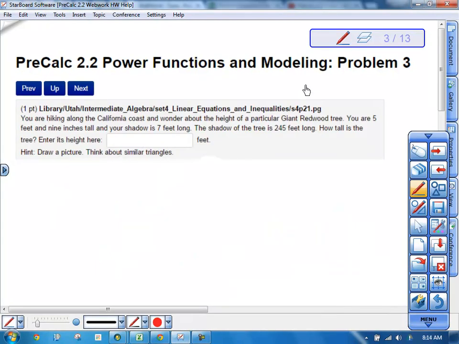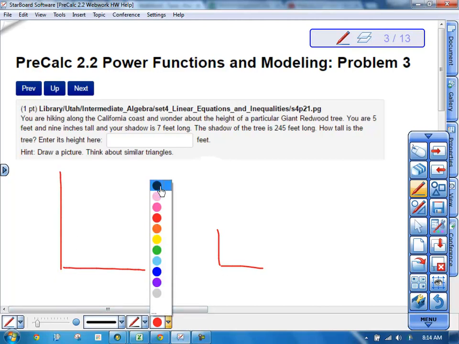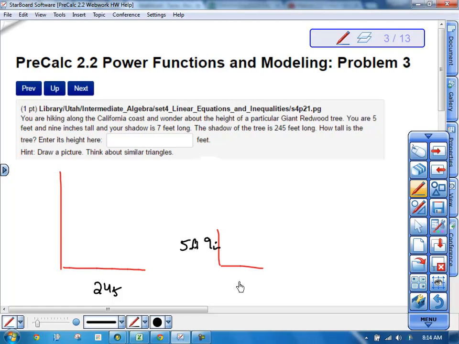The next problem is probably a problem you're familiar with from geometry. As you're hiking and you look at a redwood tree, here's the tree with its shadow, here's you with your shadow. You know those are similar triangles, if you remember? So it says the shadow of the tree is 245. It says that you are 5 feet 9 inches. We're going to have to convert that to just be in feet. And this is your shadow, 7 feet.